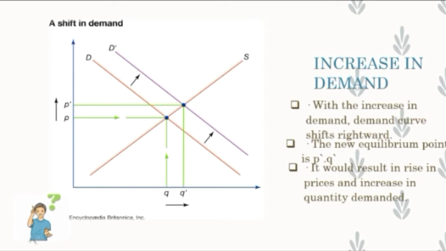Increase in demand. With the increase in demand, the demand curve shifts rightward. The new equilibrium point is P prime Q prime. It will result in a rise in prices and an increase in quantity demanded.